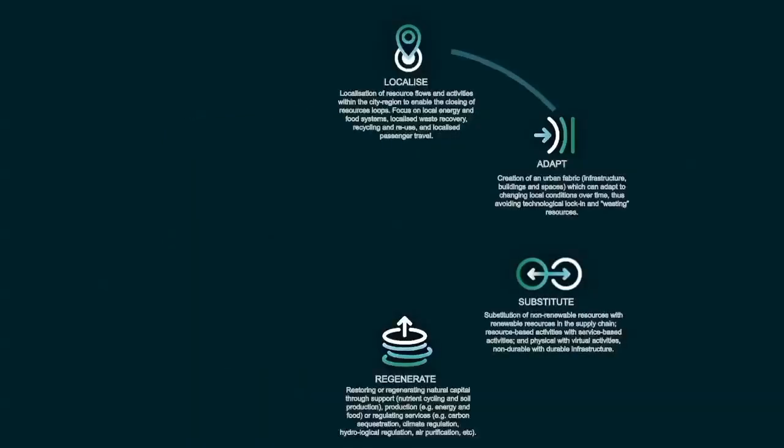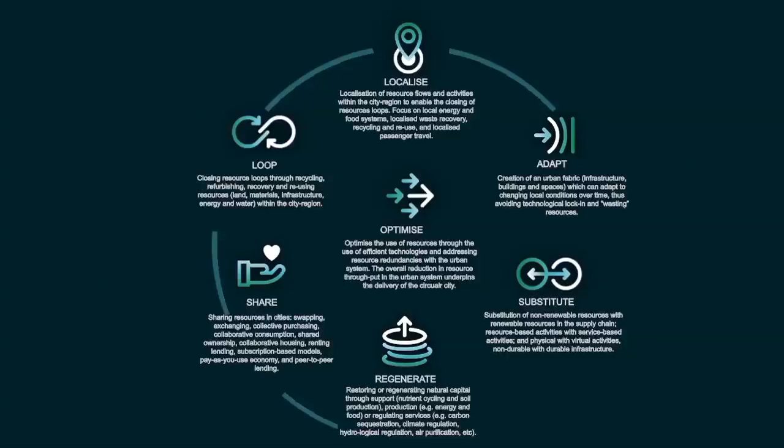This can be achieved by adopting one or a combination of circular strategies. There are seven strategies. 1. Optimization. Optimizing the use of resources through the use of efficient technologies and addressing resource redundancies within the urban system is essential for the overall reduction in resource throughput in urban systems. This is fundamental for the delivery of circular cities.